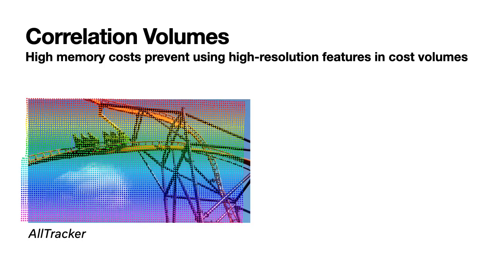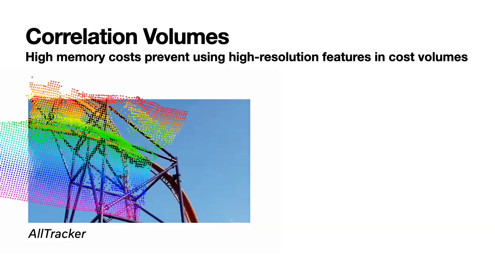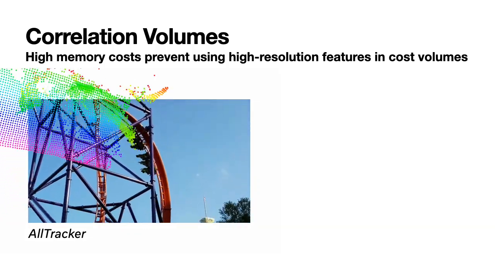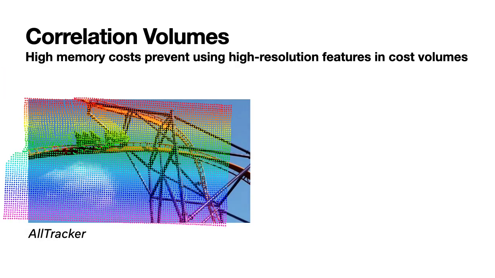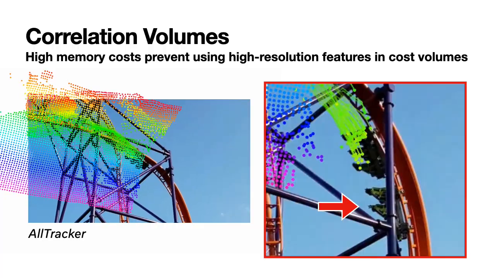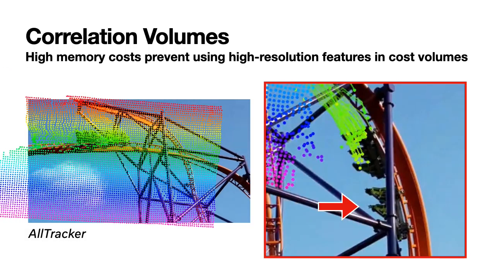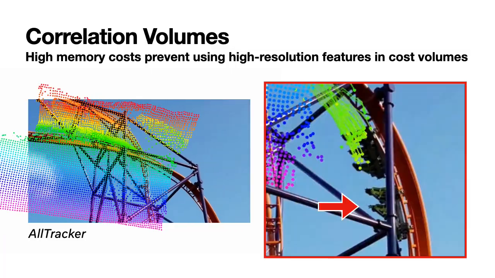This limitation shows up clearly in qualitative results. In this dense tracking example from a prior tracker, the thin roller coaster structures aren't tracked reliably. The front segment is lost and boundaries are unstable. These failures likely stem from matching at low-resolution cost volumes, which sacrifices fine detail.